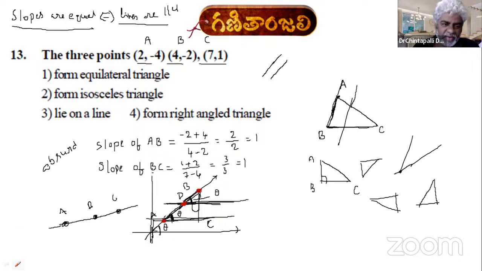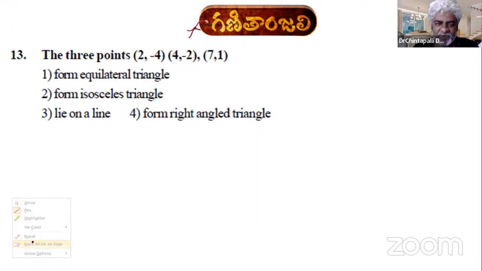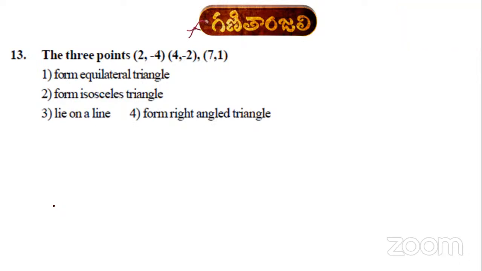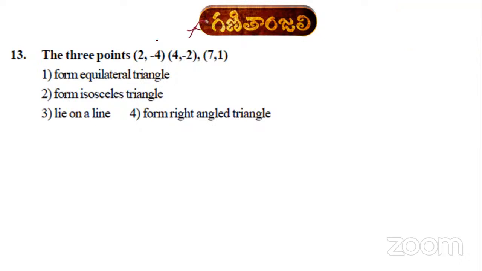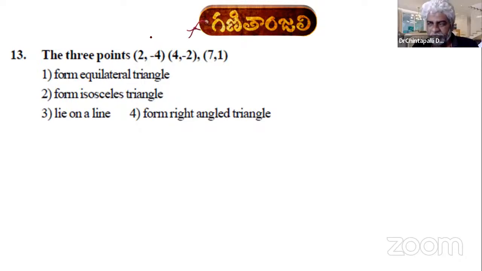So whenever you want to check whether 3 points form a triangle or not, just find the slopes of any 2 lines, AB, BC or AC, BC. If slopes are equal, then they lie on a straight line, right? So far we have learned 2 methods to check whether given 3 points form a triangle or not.